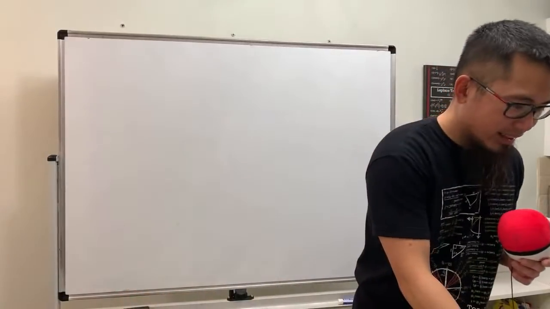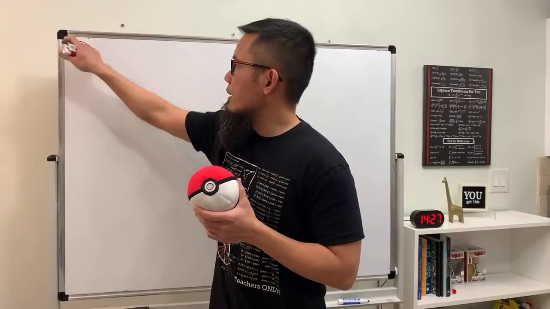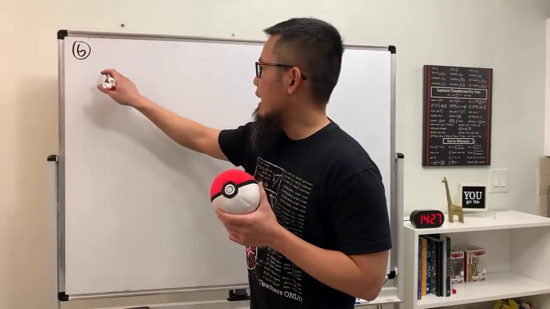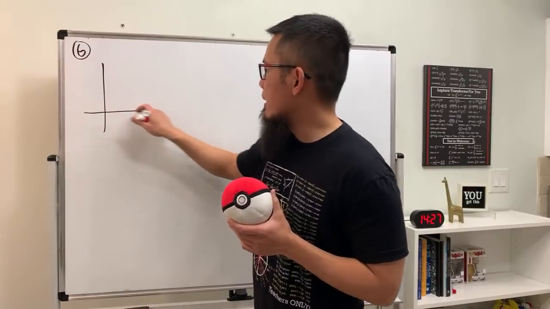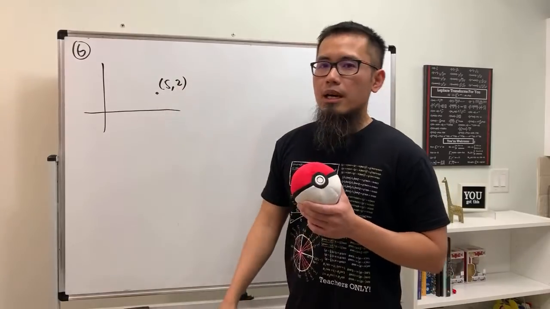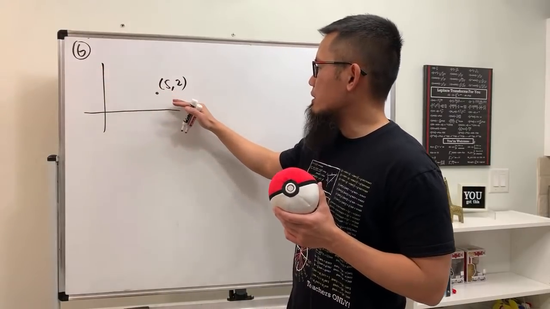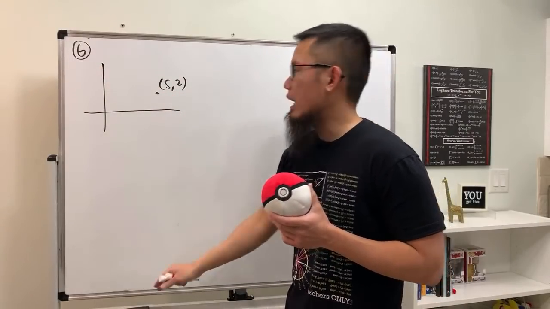Okay, number 6. This is the hard one, all right? Number 6 says we are going to find the equation of the line that goes through the point 5, 2, and that cuts off the smallest area from the first quadrant. Here's the deal. You have a point 5, 2, let's say it's right here. And then we are going to have a line that cuts through this point, and we want the smallest area in the first quadrant.